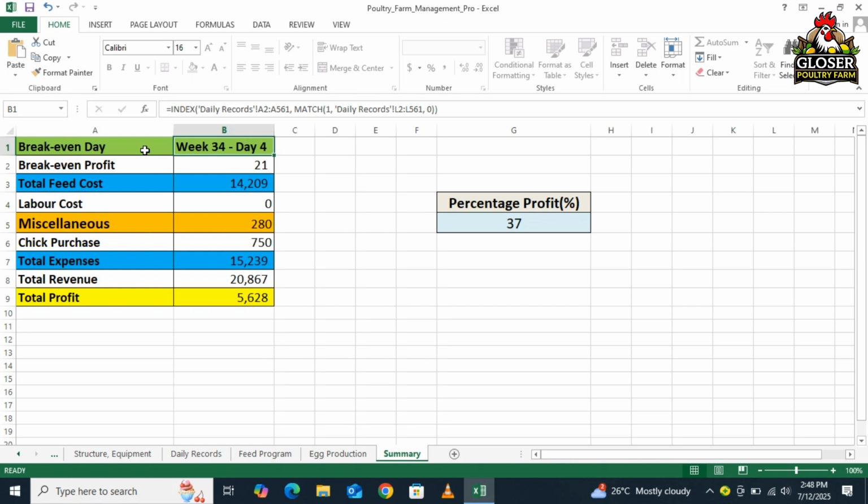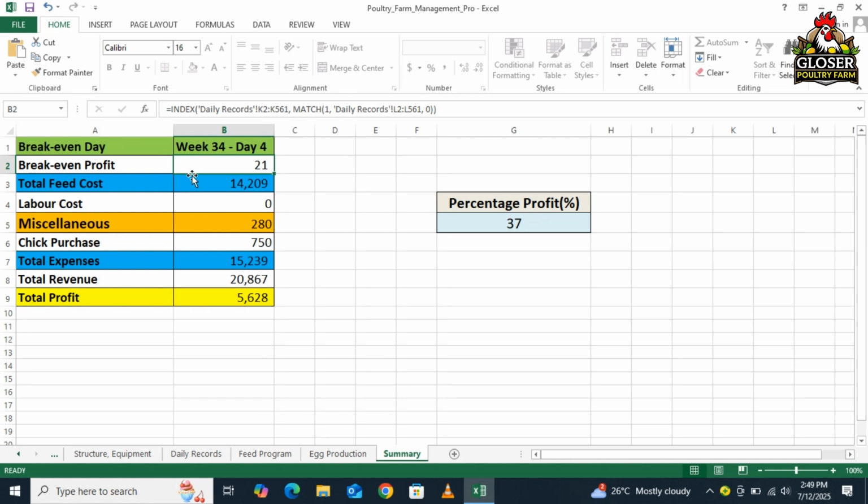From that day forward, every egg you sell brings in real net profit. You'll also see something called profit on break-even day. This number tells you exactly how much money you've made by the time you break even. It might not be a large amount, but it shows that your farm is now running in the green, and it only gets better from there.